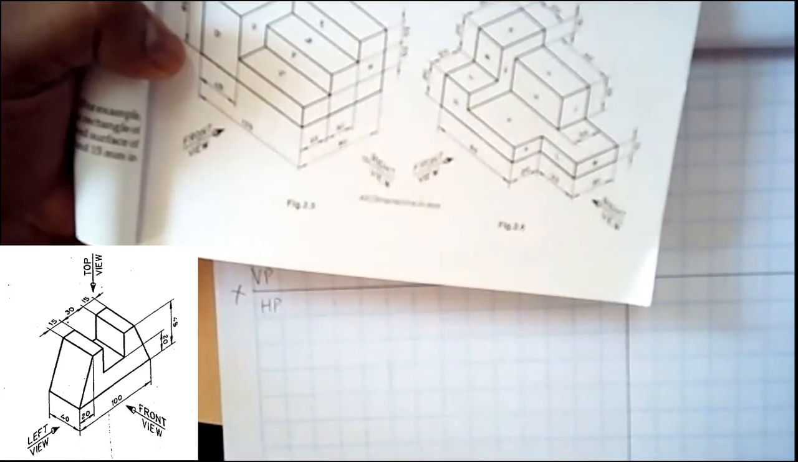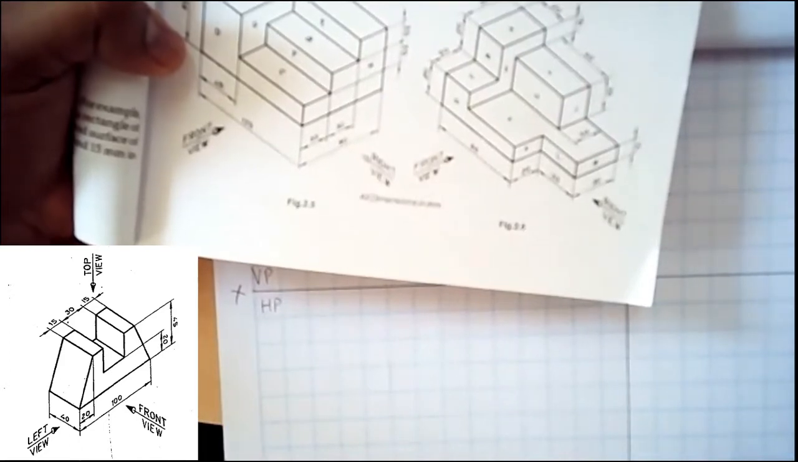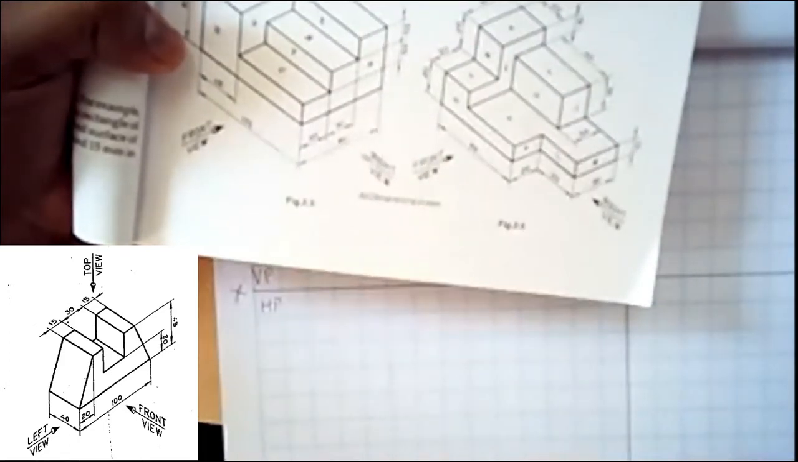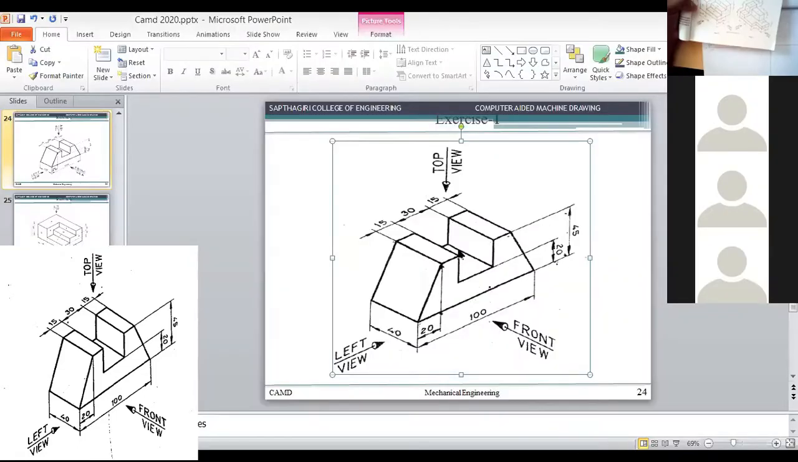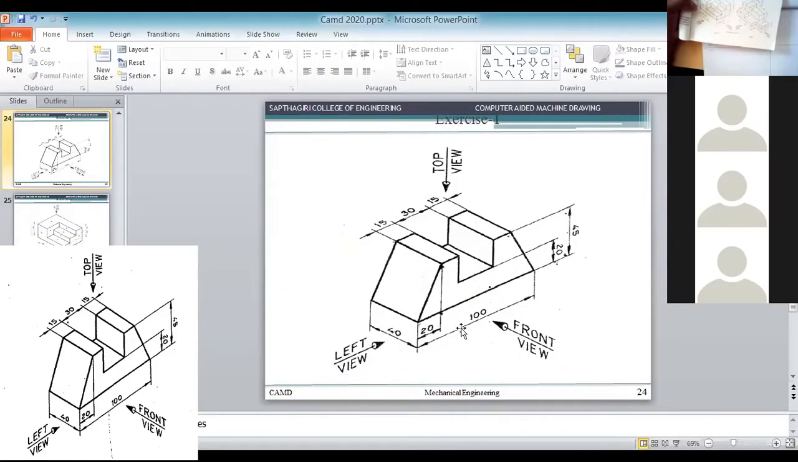I'll share again and come back. This is the problem that will be given to you. That is given and explained. 100 is done. So this is 30 and 15 and 15, for a height of 45.